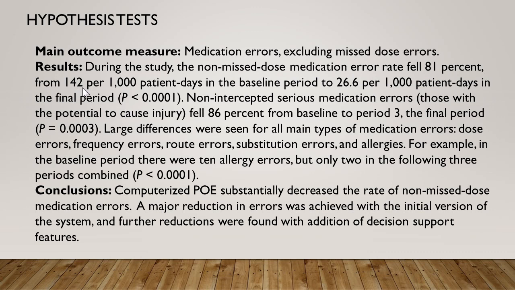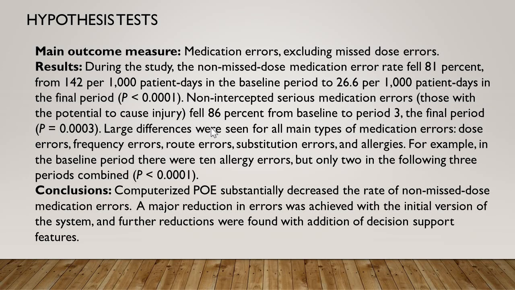So it fell from 142 per 1,000 patient days to 26.6 per 1,000 patient days. That sounds good too. And in the final period, P was less than 0.0001. That's a really small p-value. In fact, that's significantly smaller than 0.05. So this is a very significant result.